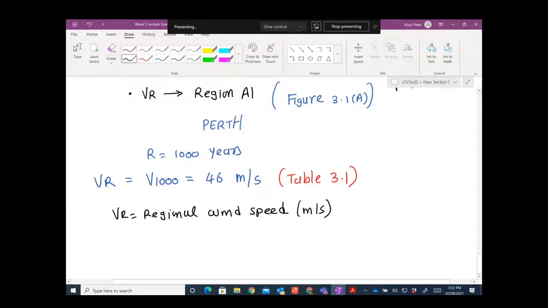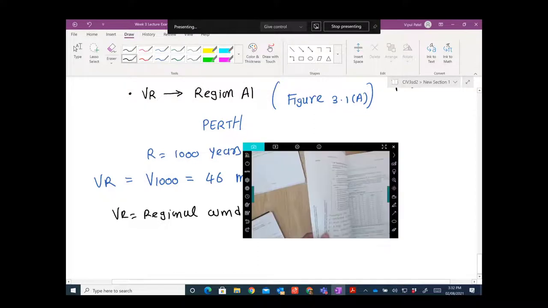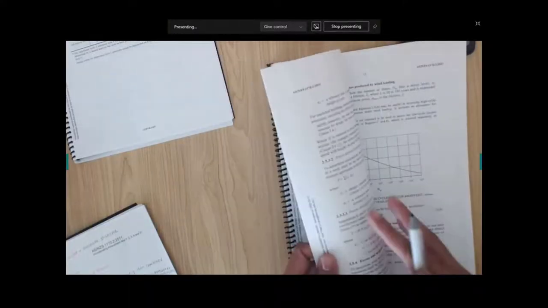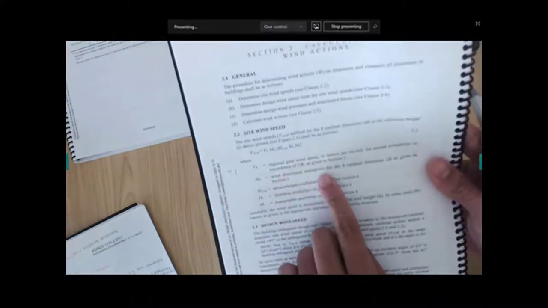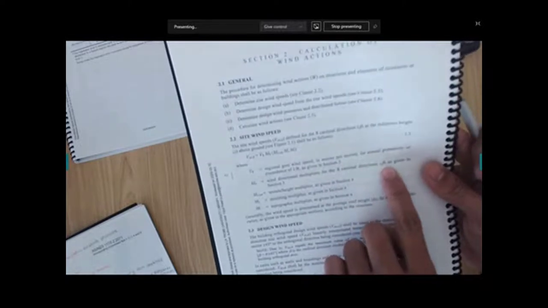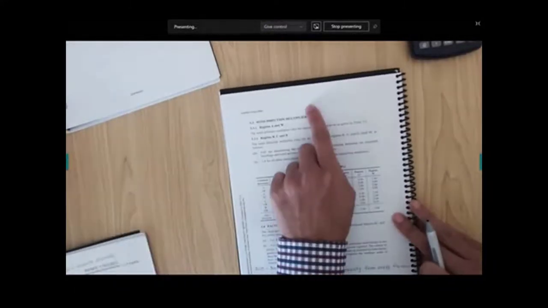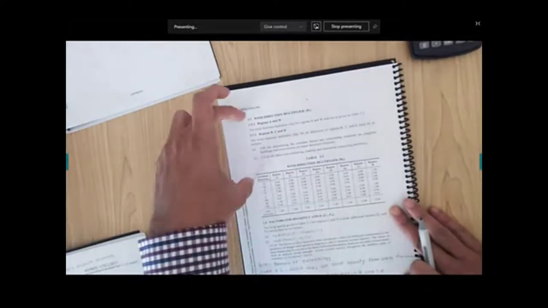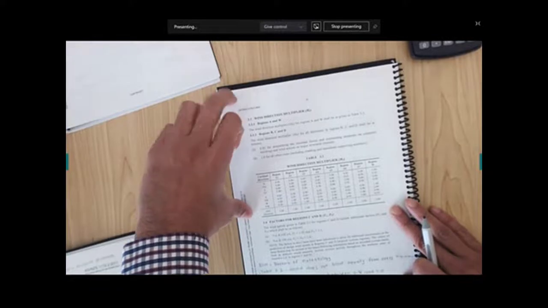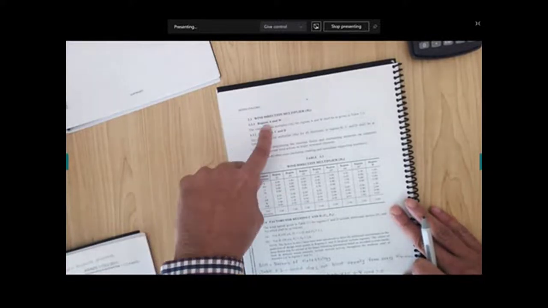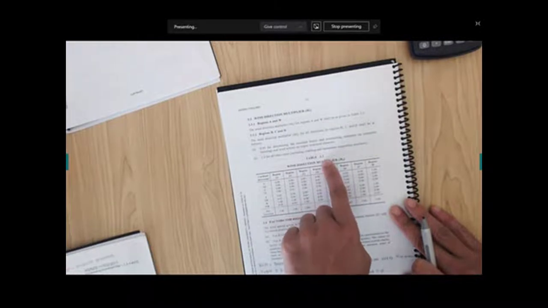Now M_d. Let me go back to that standard again. This M_d, by the way, is called the wind directional multiplier for the 8 cardinal directions beta, as given in section 3. So it's called the wind direction multiplier. We don't need to remember that, which is very good. If you turn the page over, this is page number 15. If you turn to page number 16, you have the wind direction multiplier. That much information is given to you in section 3.3, or clause 3.3. And for region A and W, we need to use Table 3.2.